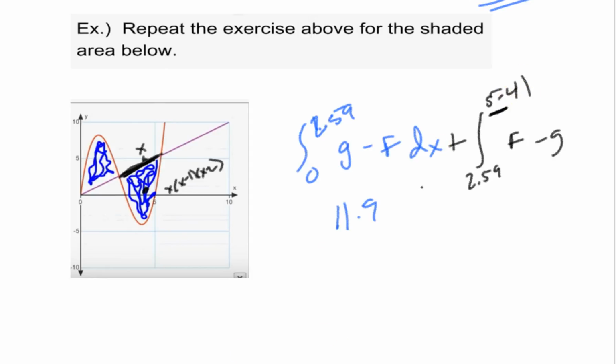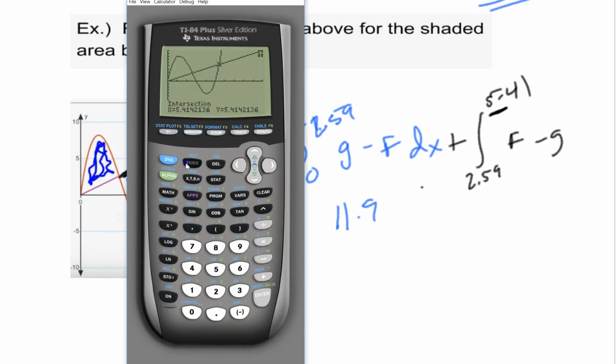And then again, I'm just going to integrate both of these. So let me integrate down real quick. So math, f integral. Now we're going 2.59 to 5.41. I'm using the trick again. I'm going to go alpha trace. Now I know y1's on top. Helps if you click the value.